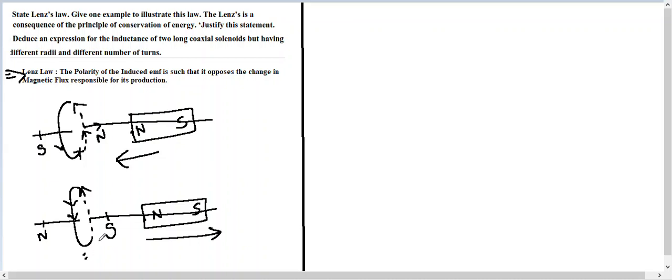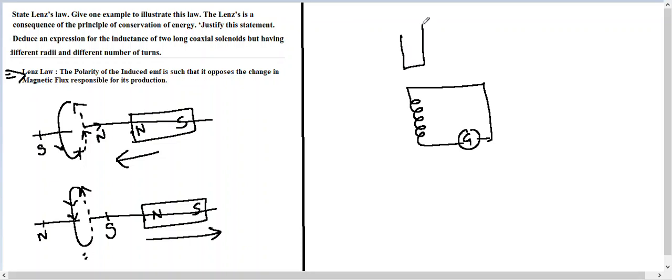Now we have to justify the statement that Lenz's law is the consequence of the principle of energy conservation. For this, let's make a circuit which has a coil of few turns connected to a sensitive galvanometer. So we're going to make a coil and then connect it to a sensitive galvanometer. Now we are going to bring a bar magnet near to this coil. It has north here and south in this direction.